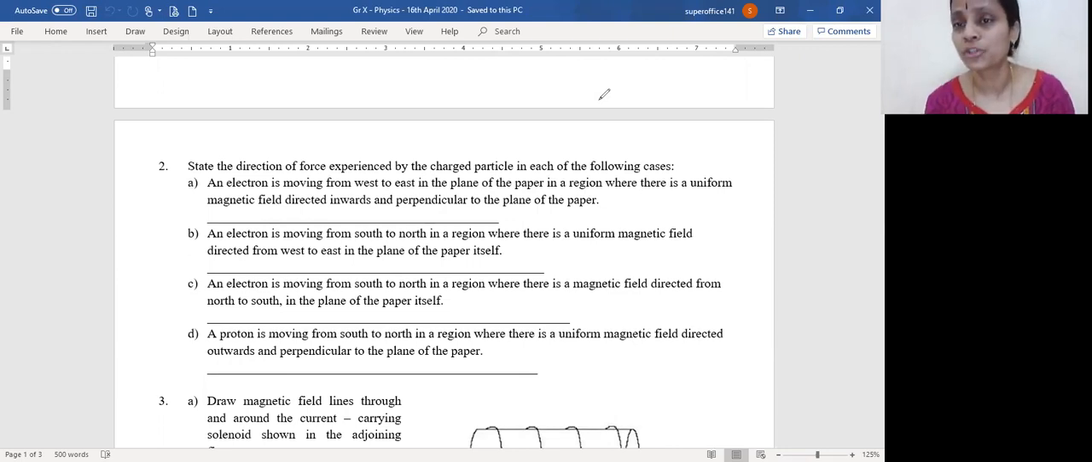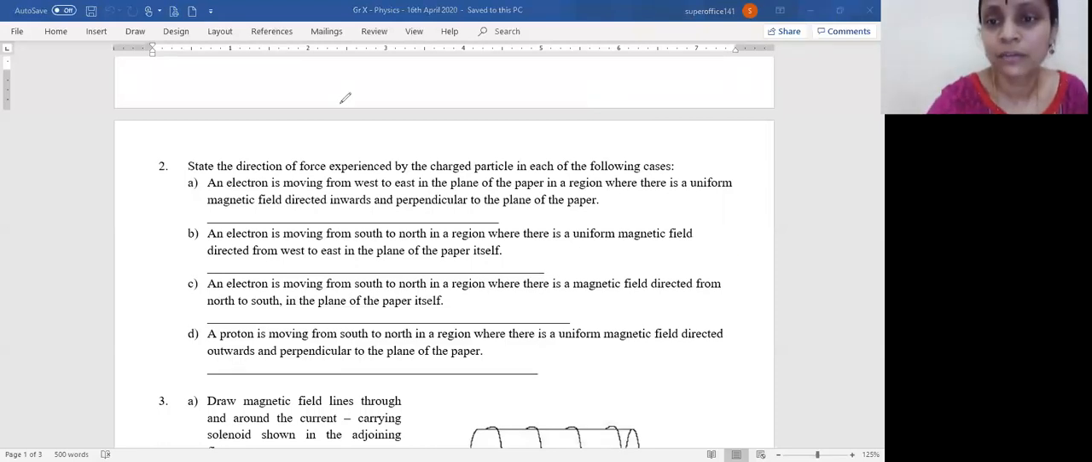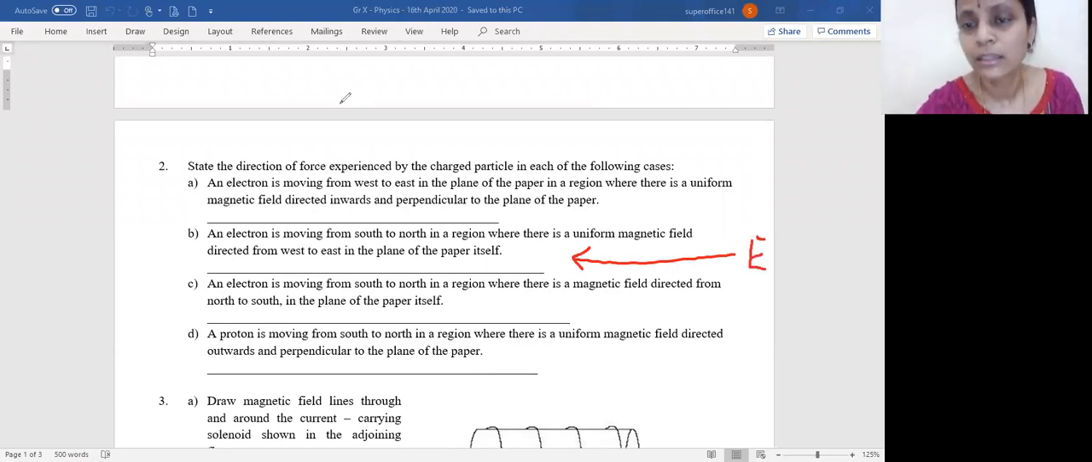Electron moves from west to east. That means my current moves from east to west. Please get that very clearly. My current is going to move from, this is the east for me, and this is west. On the board you will look east and west, right? In the plane of the paper, magnetic field is directed inward, perpendicular to the plane of the paper. Get this very clearly. If field is perpendicular, force is in the plane. If field is in the plane, force is perpendicular to the plane. Get this very clearly, because they are mutually perpendicular to each other.